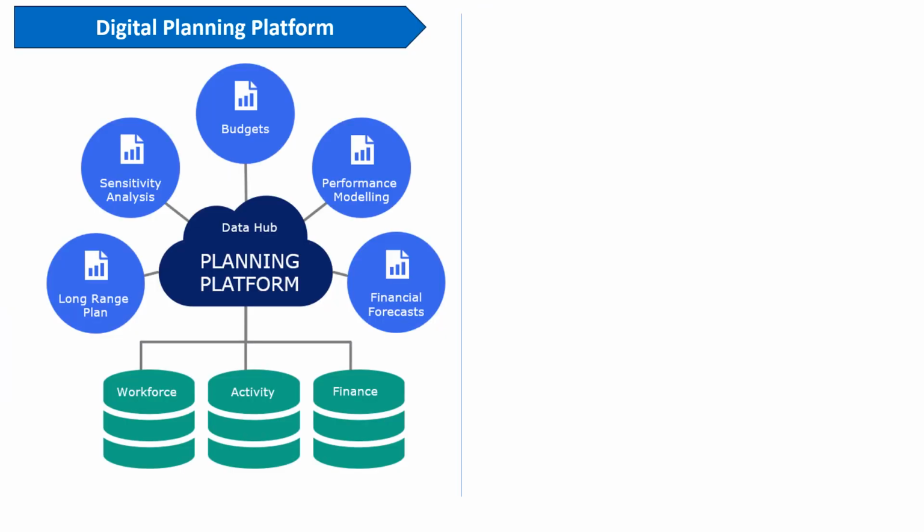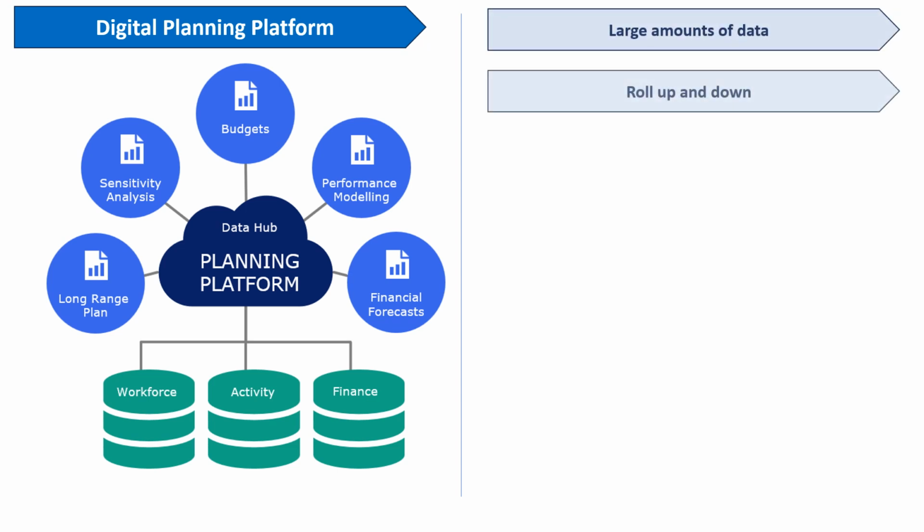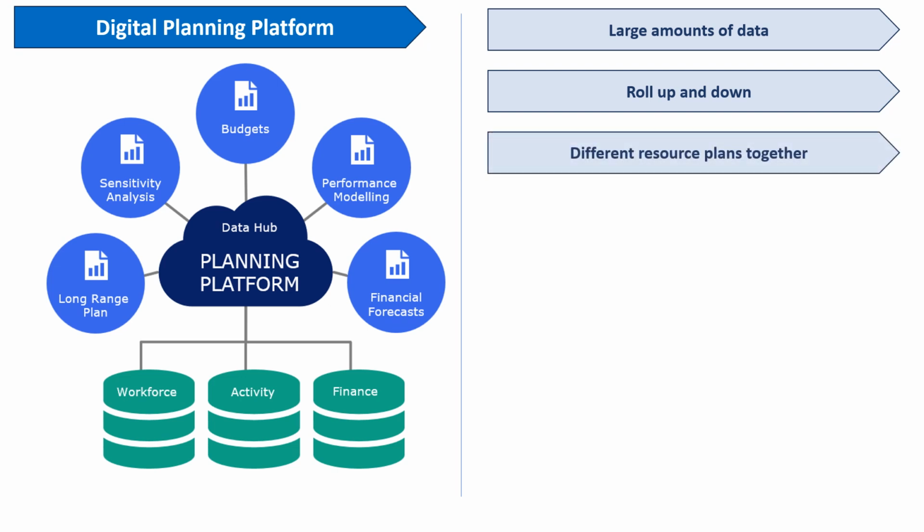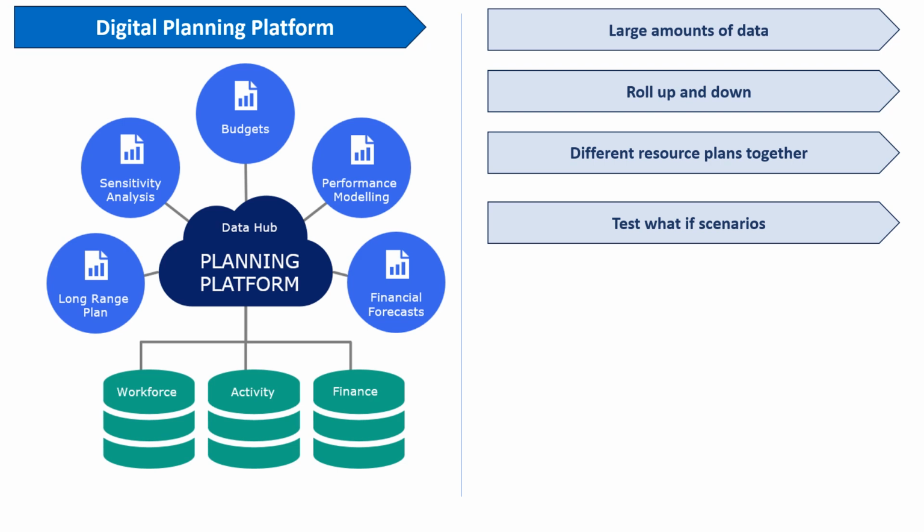One solution is to look at a digital planning platform which sits in the middle and brings together this data into a data hub. It is able to cope with large amounts of data, roll up and roll down, across different lenses, and takes different resource plans and knits them together, whether they be finance, HR, ops, etc.